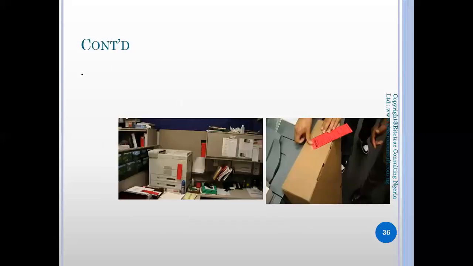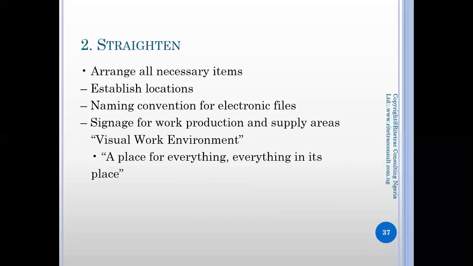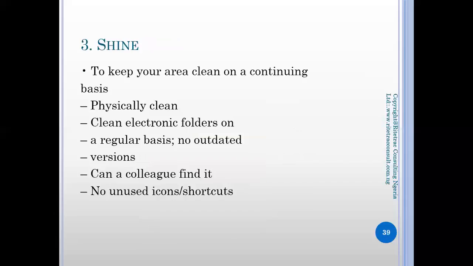This is an example of that. You can take a look at that. Set in order: arrange all necessary items, establish locations, naming conventions for electronic files, and signage for work, production and supply areas. You also have a visual work environment so that people can easily identify where things are supposed to be. A place for everything and everything in its place. So you take a look at this.